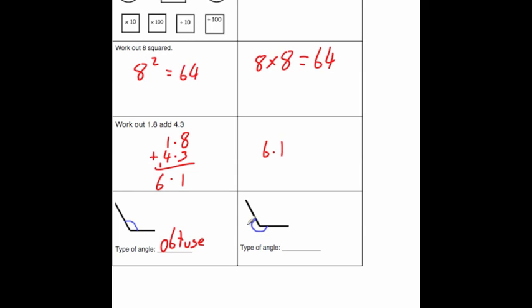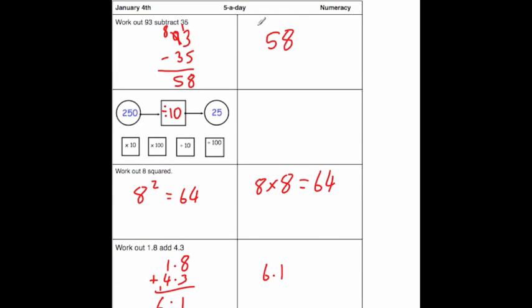Next, we've got quite a large angle. It goes actually bigger than a straight line, so that means it's going to be a reflex angle. And that's our answers for our January the 4th 5-a-day numeracy.